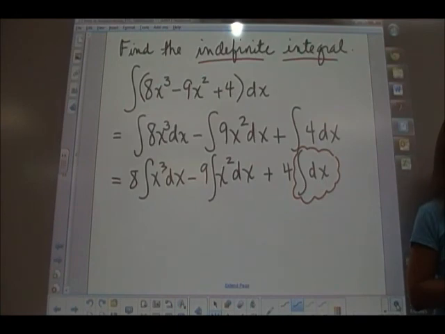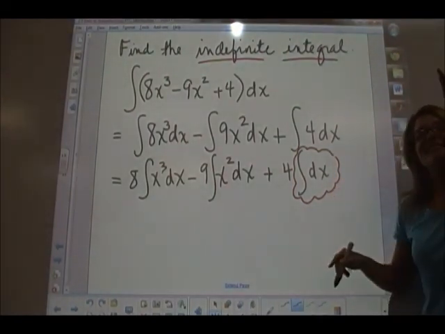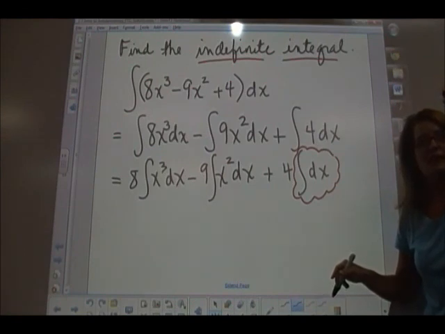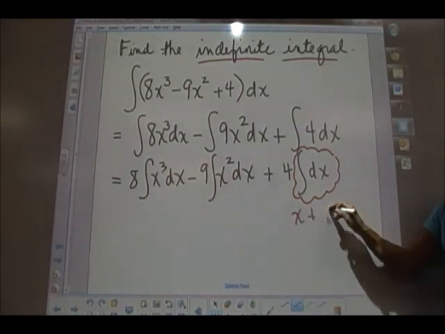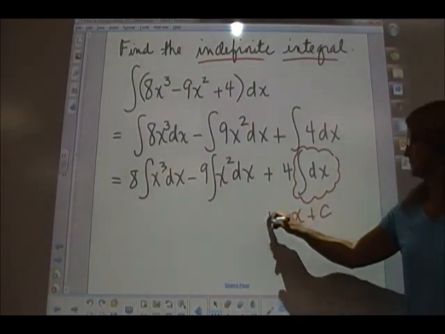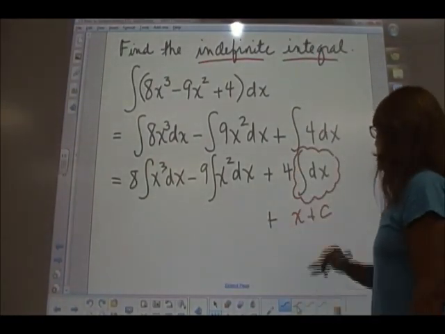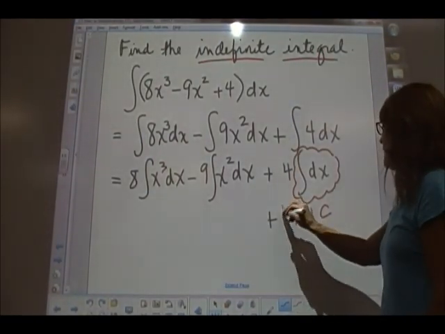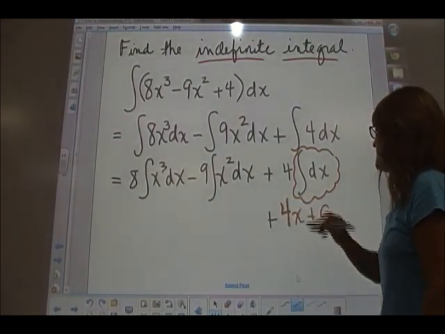What rule is that? Number 2, isn't it? It is specifically number 2. That integral of dx is exactly what is on that sheet. And the integral of dx is? X plus C. Now, is that 4 times x plus c? It sure is. I need a 4 here. Yes, I do. 4 times x plus c.